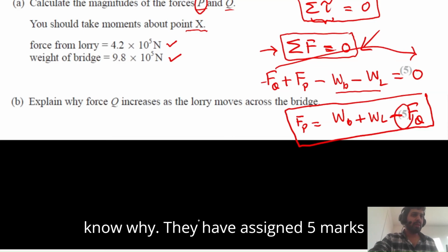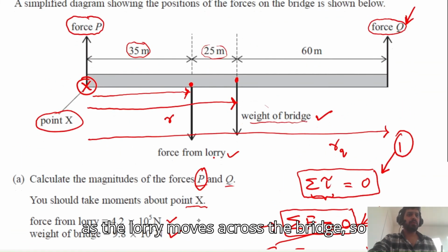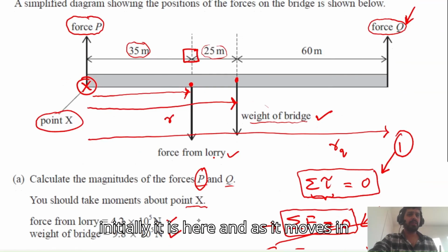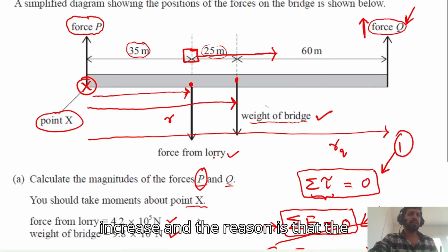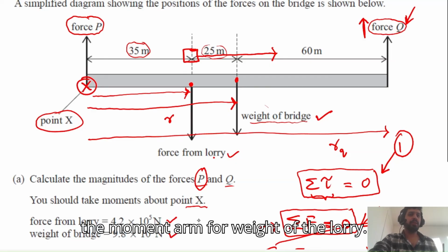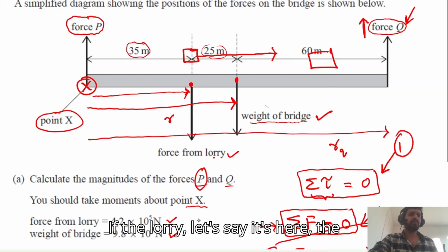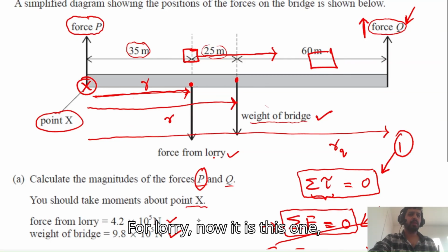I don't know why they have assigned 5 marks for this question. So as the lorry moves across the bridge, initially it is here, and as it moves in this direction, this Fq will increase, and the reason is that the moment arm will increase, right? So the moment arm for weight of the lorry, if the lorry, let's say it's here, the moment arm, which was initially this one for lorry, now it is this one, right?